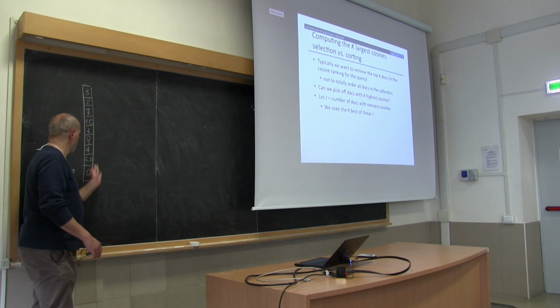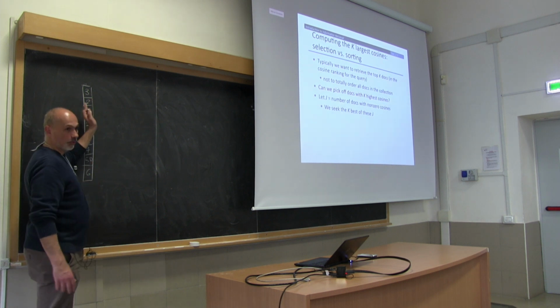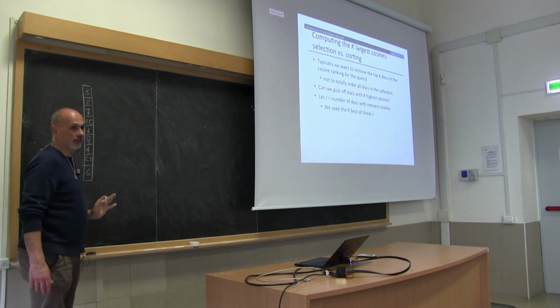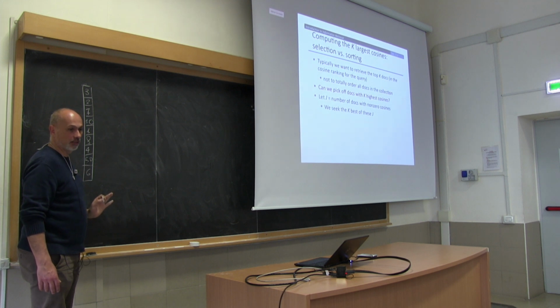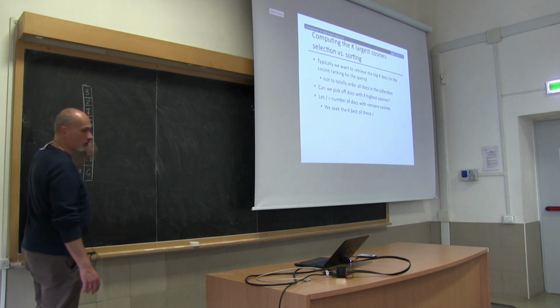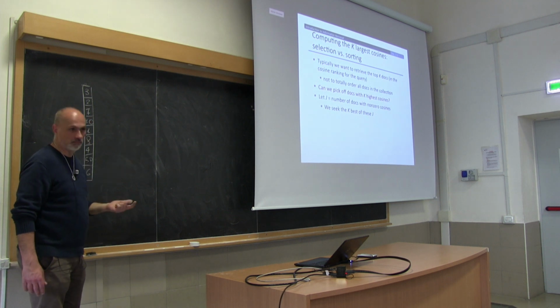Now, this vector is unsorted. I want to find the top, say, 3 elements. Okay? I want to do this quickly. Of course, I can sort the vector and then find the top k. We don't want to do that. What can we do?